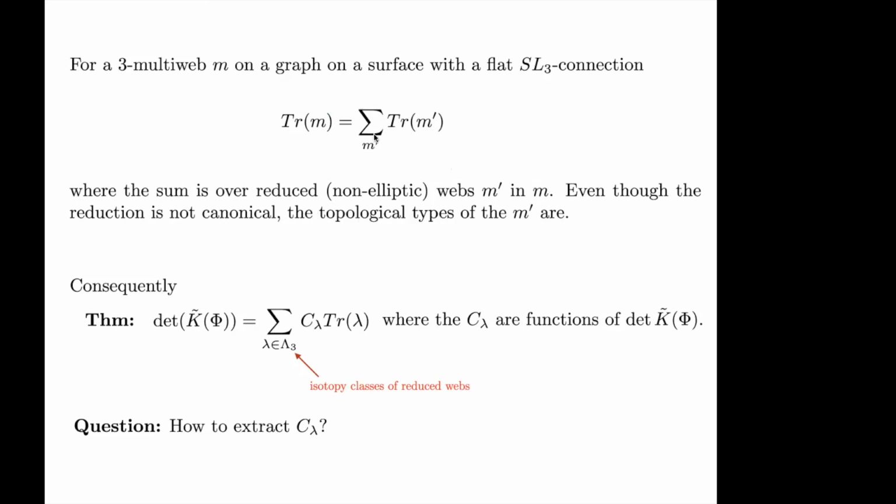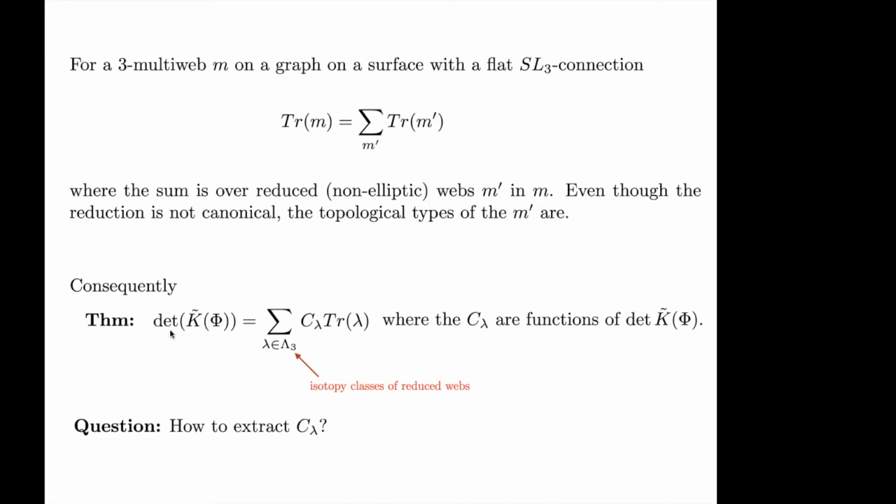However, the isotopy types of those webs are invariant. I should have given you a picture to show you that you get different webs if you do things in a different way. But trust me, depending on the order in which you do the reductions, you get different right-hand sides, but the number of terms on the right-hand side is always the same, counted with multiplicity, and the topological types are the same.